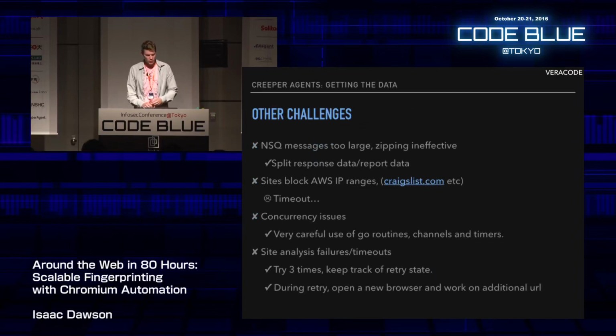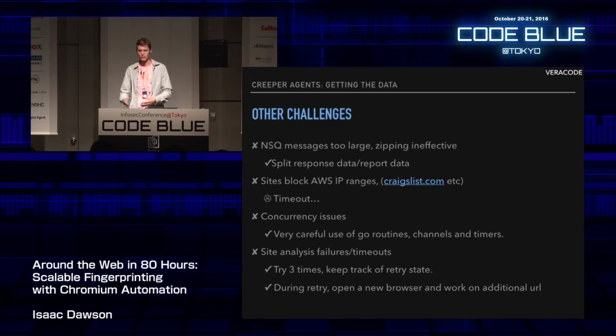Some other challenges, my NSQ messages were too large when I first started this. There's a maximum limit of, I think, 30 megabytes. What I was doing was I was taking all my report data and all the sourced in response, raw response body, putting it into a single message and trying to send it over the queue. That did not work. I tried zipping it, but zipping requires a lot of CPU. It's very CPU intensive. And to give you an idea, I needed my agent to be running at below 25% CPU because the browsers were taking up so much CPU doing software-based rendering that I couldn't afford to have my agent take up resources. Other issues were sites just blocking AWS, the Amazon Web Service IP ranges.